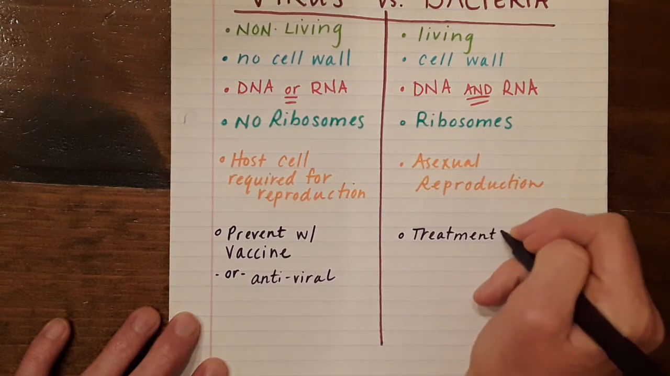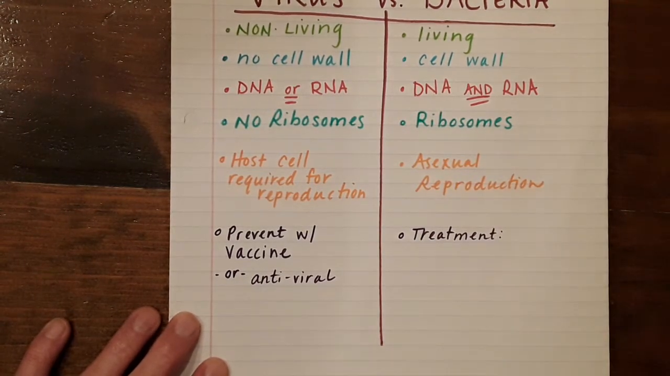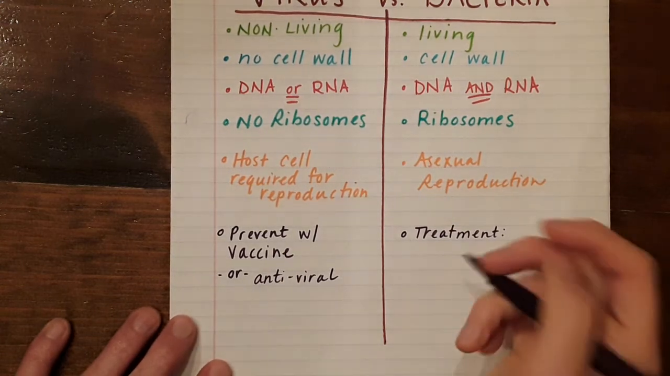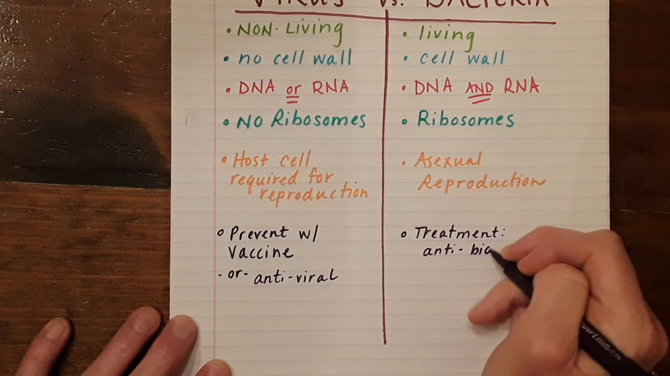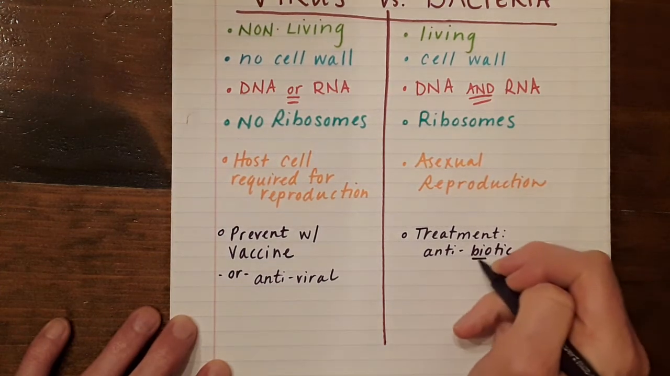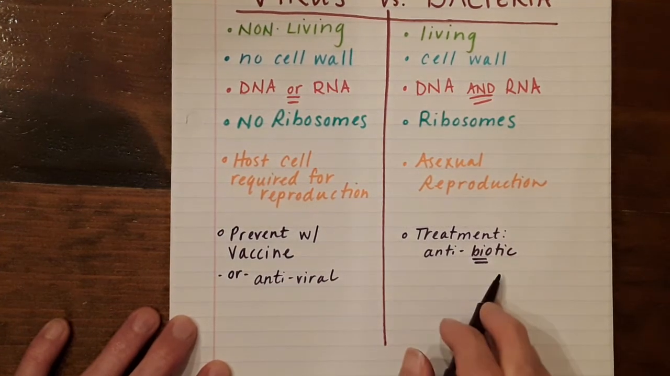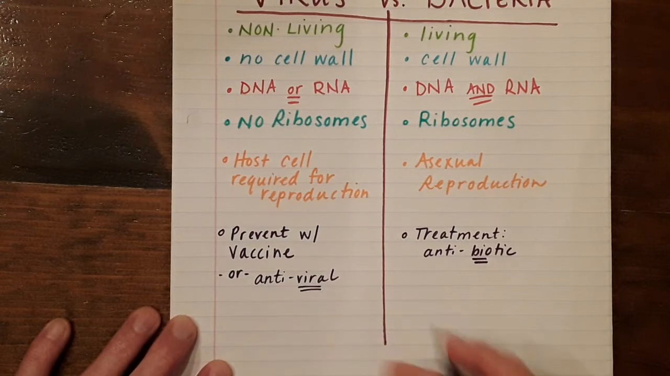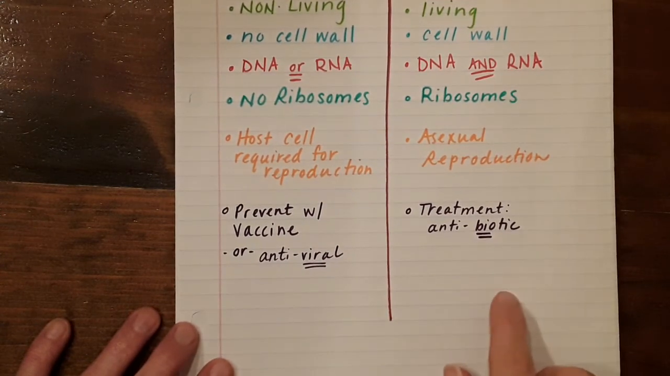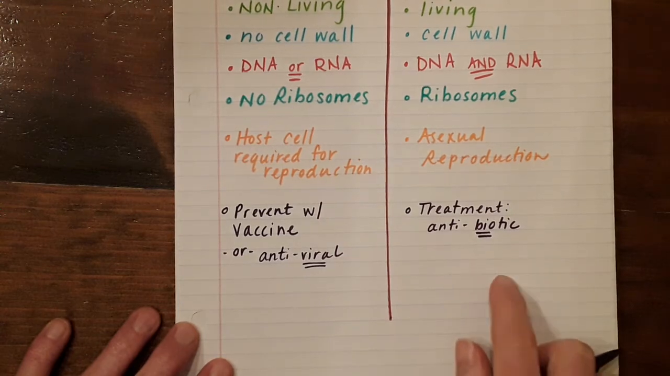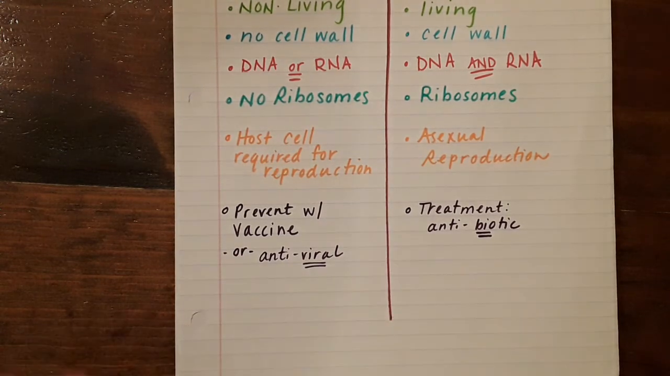With bacteria, for treatment of bacterial infections, and many of you have probably had bacterial infections over your lifetime, we use antibiotics. An antibiotic is anti a living thing, so it's against the bacteria, while antiviral is against a virus. If you have a bacterial infection, you take an antibiotic. An antibiotic will not be effective against a virus because it is not living.